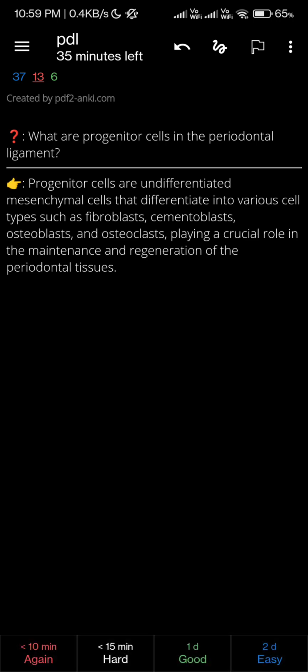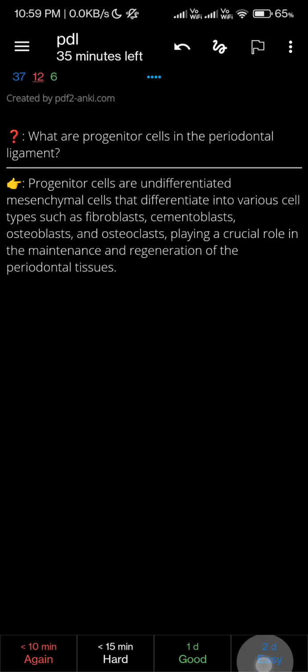So, what are progenitor cells in the periodontal ligament? They have the ability to differentiate. They are undifferentiated ectomesenchymal cells that can differentiate into other cell types, and help in the maintenance and the regeneration of the periodontium.